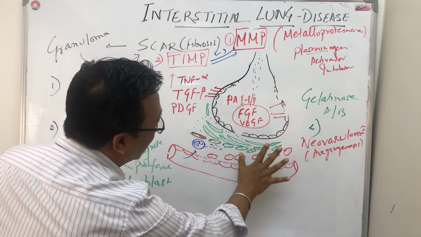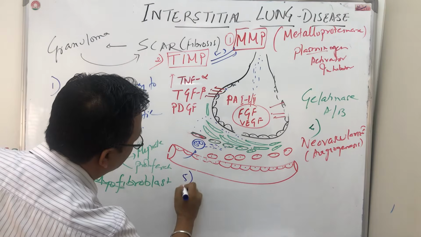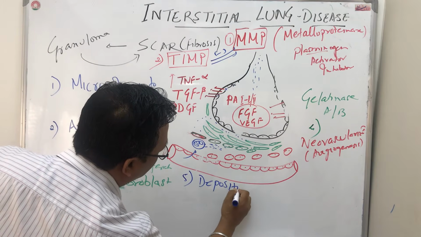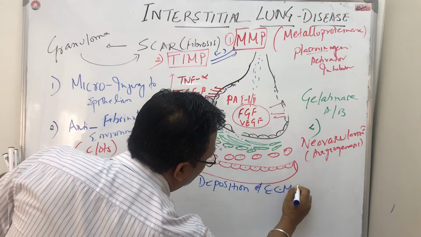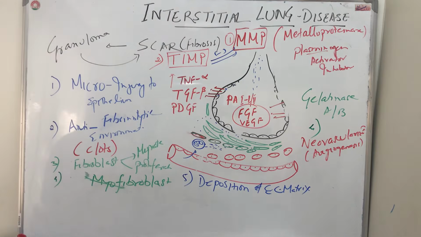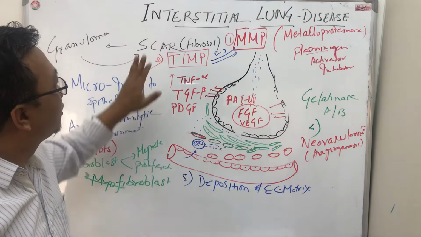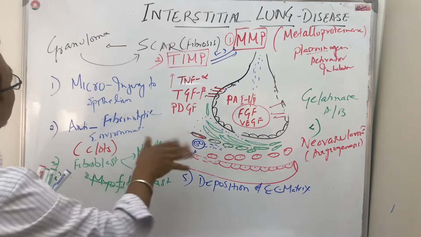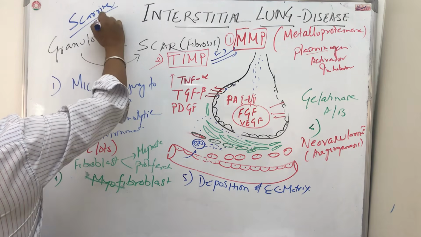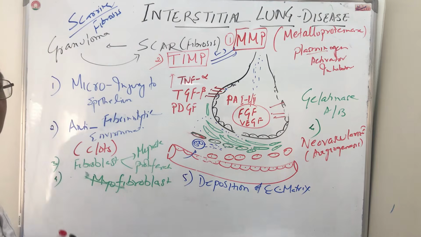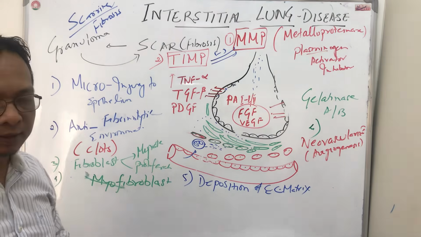There is a deposition of extracellular matrix. So what has happened here leads to scarring of the tissues, together we call it scarring, or this is what we call fibrosis. So this thing is the pathophysiology of interstitial lung disease.